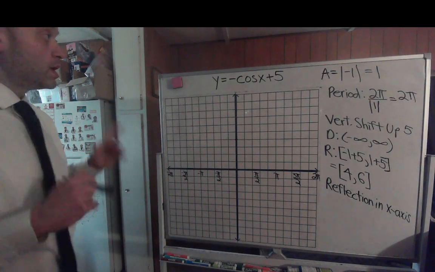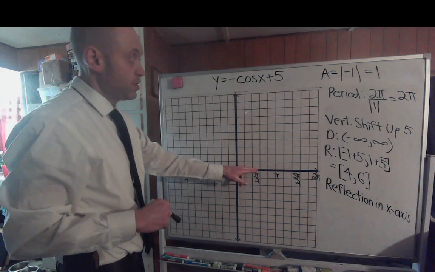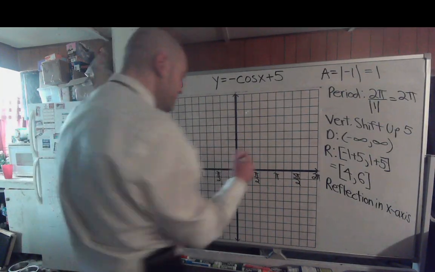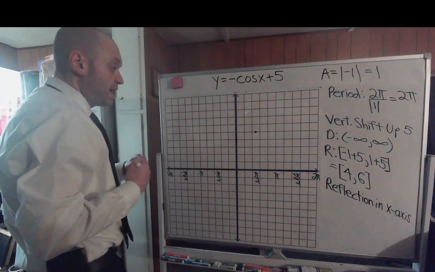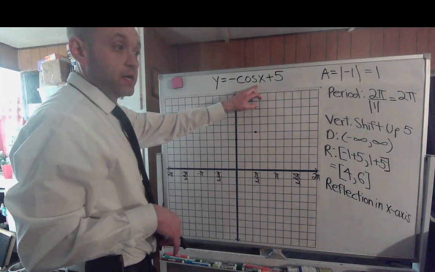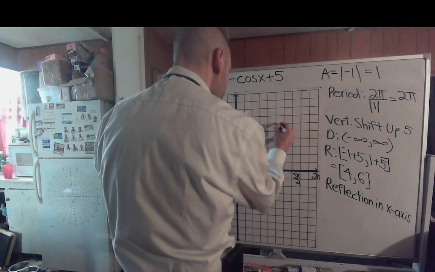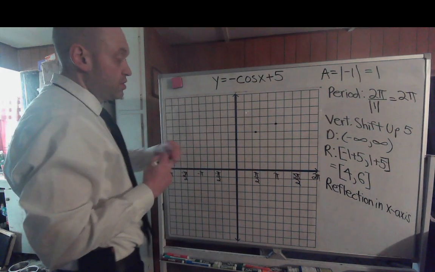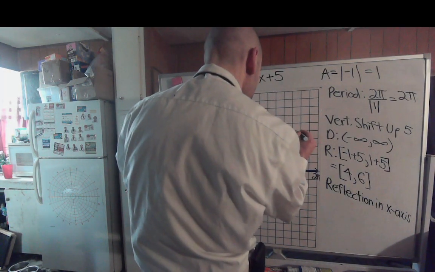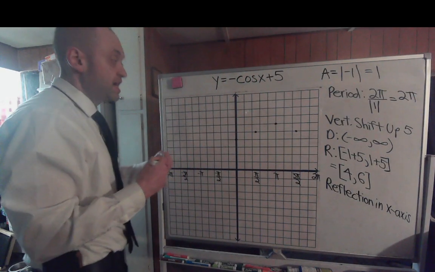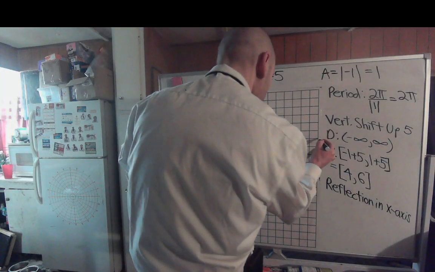Now, what about at pi over 2? What is the cosine of pi over 2? Well, that's 0. Negative of 0 is 0 plus 5. That's going to give you 5. Now, what about cosine of pi, which is -1? If you negate the -1, you get +1 plus 5 is actually 6. Now, what's the cosine of 3 pi over 2? That's normally 0 plus 5, which is going to be 5. Now, what's the cosine of 2 pi? That's normally 1, but if you negate that 1, add it to 5, you'll get 4.